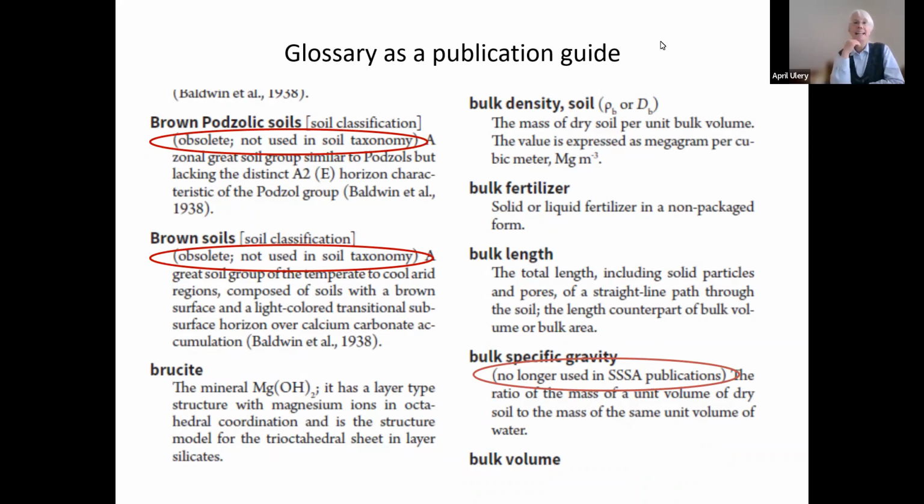So the glossary as a publication guide is useful because, again, some of these terms are either no longer used in our publications or they're not used in soil taxonomy in the United States. I won't speak for all soil taxonomy, but at least the NRCS, the Natural Resources Conservation Service in the United States, doesn't adhere to some of these old terms. But they're, again, very useful to have those definitions.